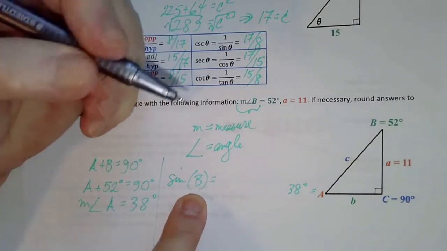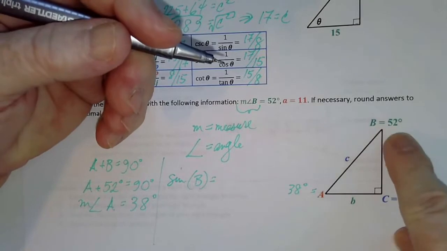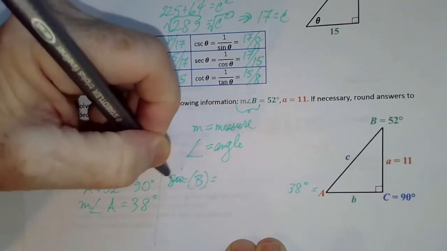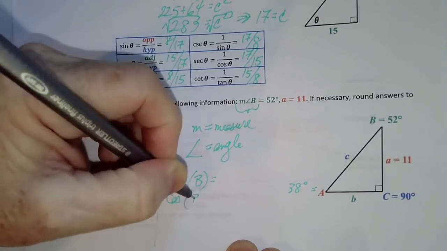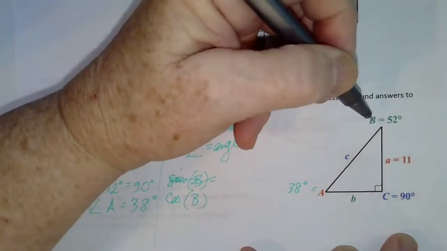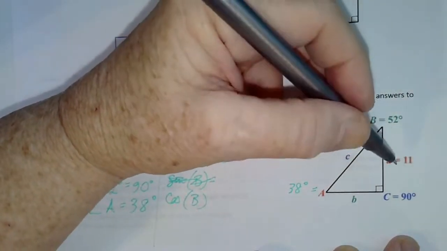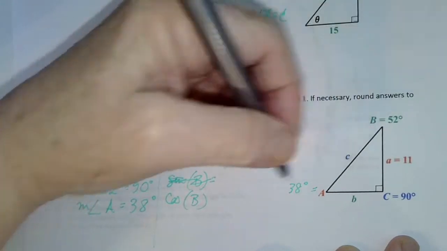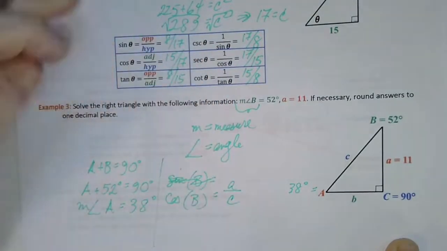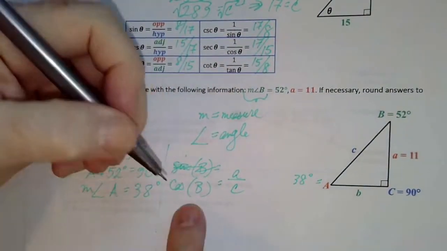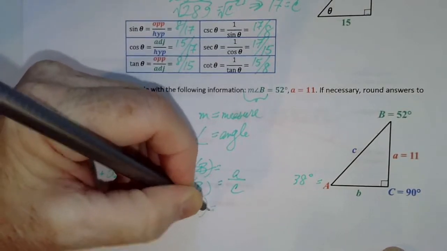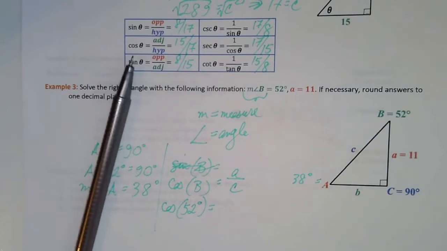Well, the sine of B is opposite over hypotenuse, but from the point of view of, oh no, we don't want to do that. We want to do cosine of B because we want to involve side A. So from the point of view of B, A is adjacent, C is hypotenuse, so we get A over C, and we can figure this out. Cosine of 52 degrees is equal to, let's get our handy dandy calculator.